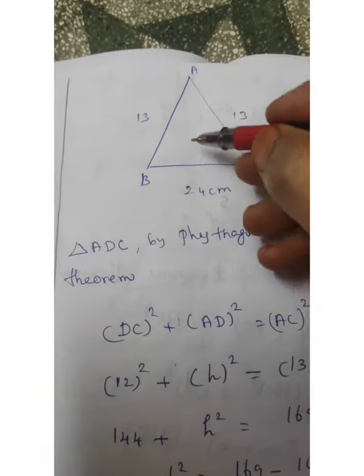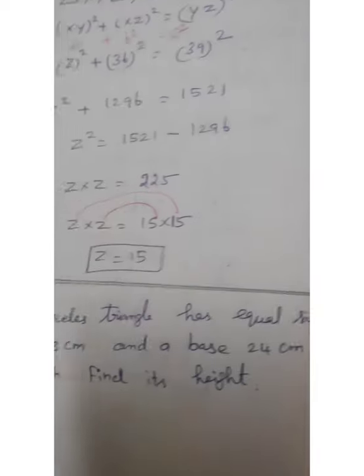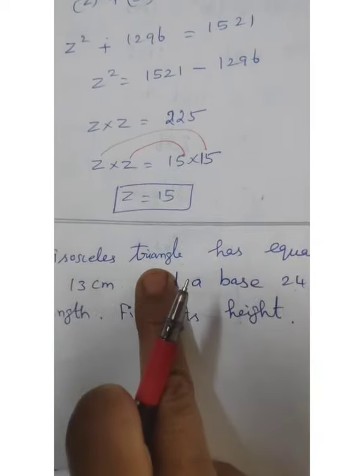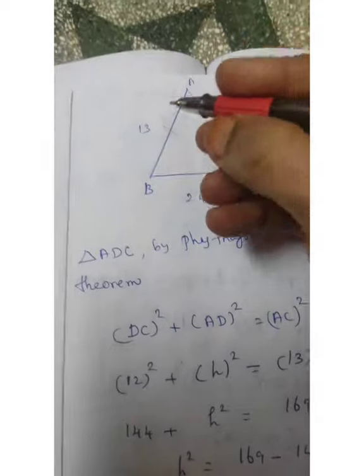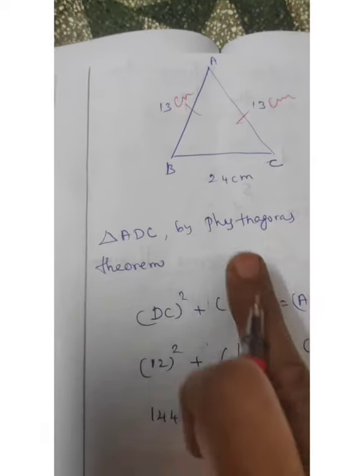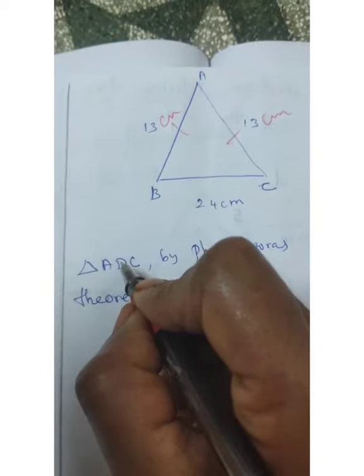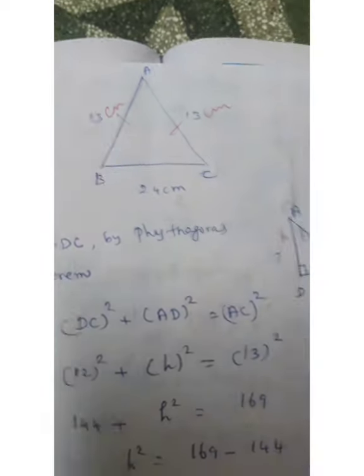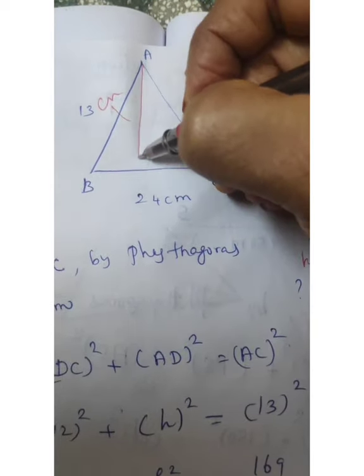Isosceles triangle, two sides are equal. That's each side is 13 centimeter. So here also 13 centimeter. Here also 13 centimeter. Okay. Now triangle ABC, I draw the one altitude, height, median is drawing.